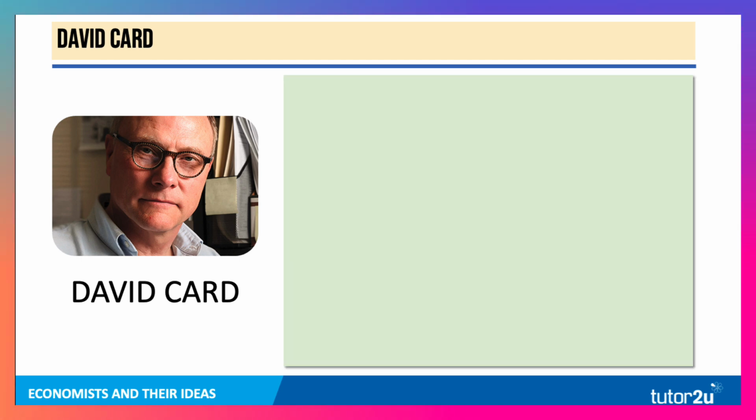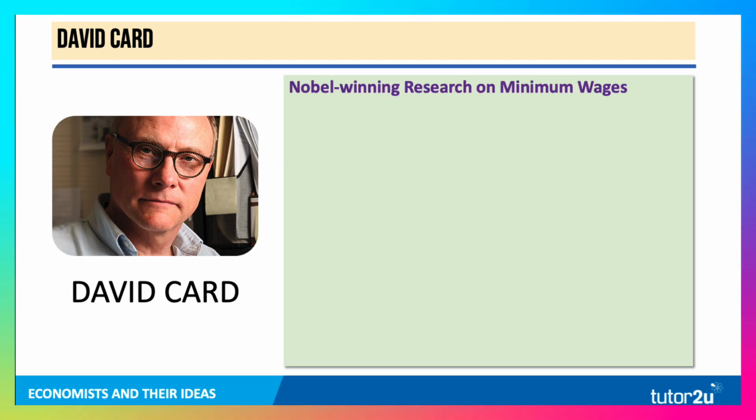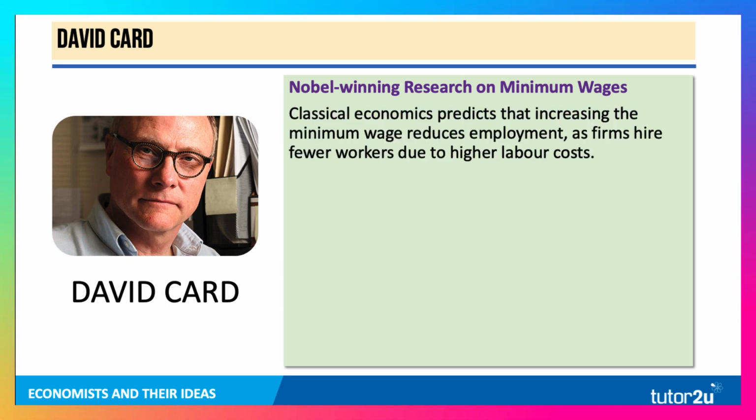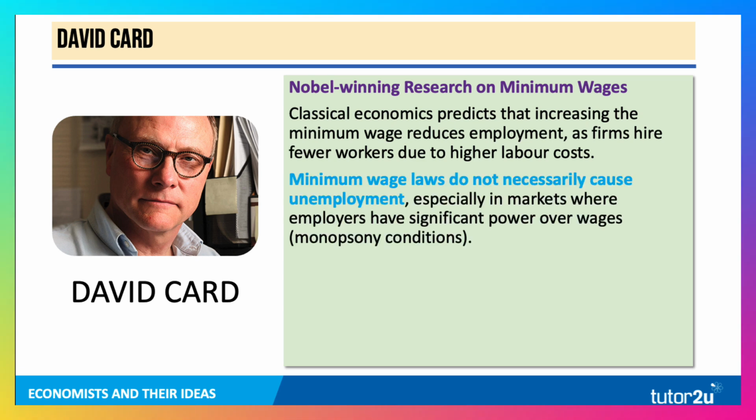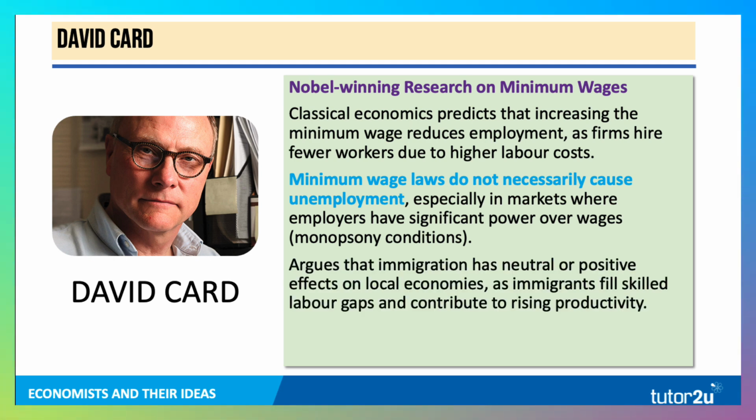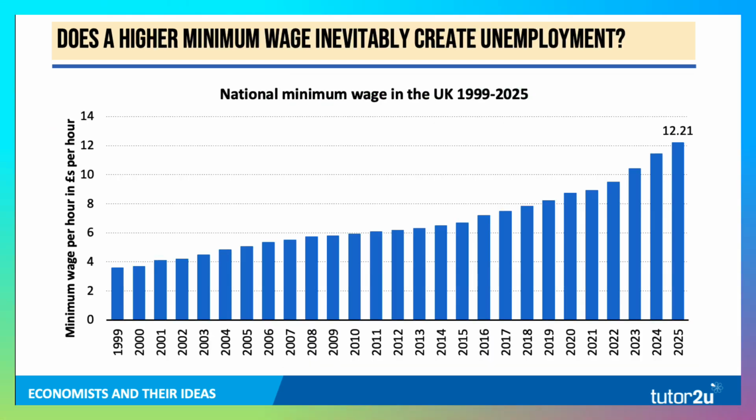David Card is a Nobel-winning economist for his work with the late Alan Krueger on the labour market and in particular minimum wages. Now, classical economics predicts that increasing the minimum wage reduces employment because firms hire fewer workers as the labour costs go up. But Card's research found that minimum wage laws do not necessarily cause extra unemployment, especially if you impose a minimum wage in a market where there is a monopsony employer. Card is also more positive than many economists on the impact of immigration, arguing that immigration has neutral or positive effects on local economies, in particular when it helps to fill skilled labour gaps and drives up productivity.